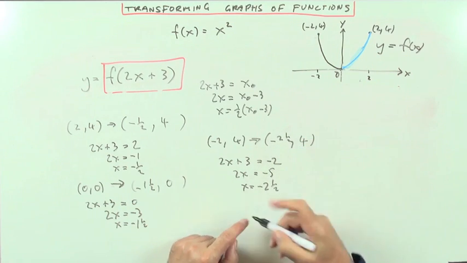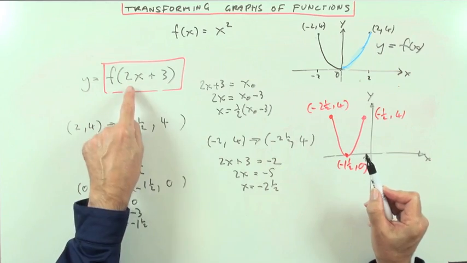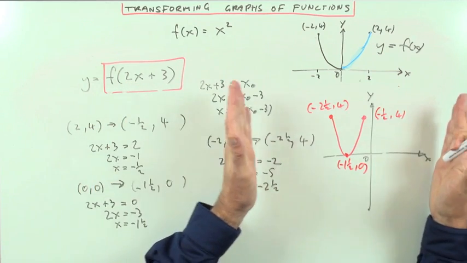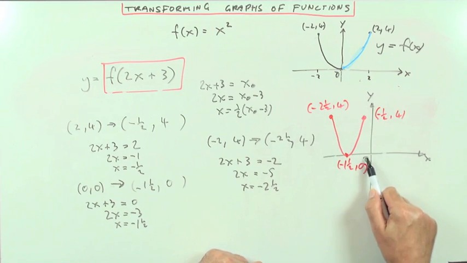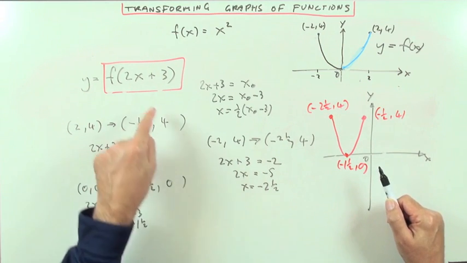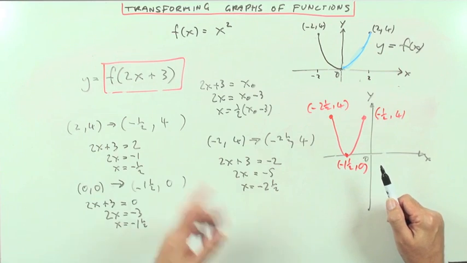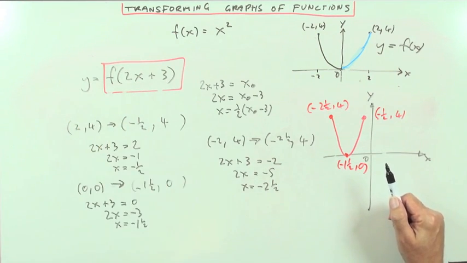So the graph would look like this, much as you'd expect. The 2 times x means it's been squashed, so it's only half its width, but it's not moved back 3. It's only going back 1.5. Because of that inverse effect, you have to think of the opposites all the time, the opposite of each of the things in the bracket.